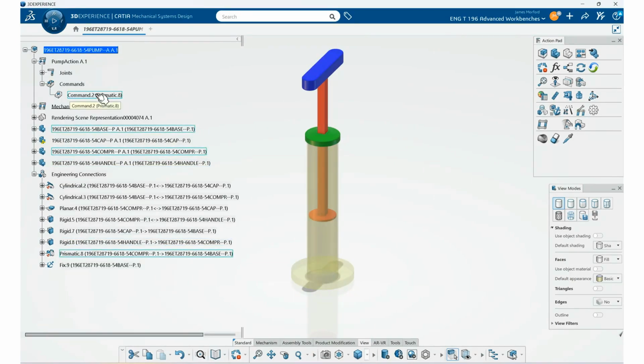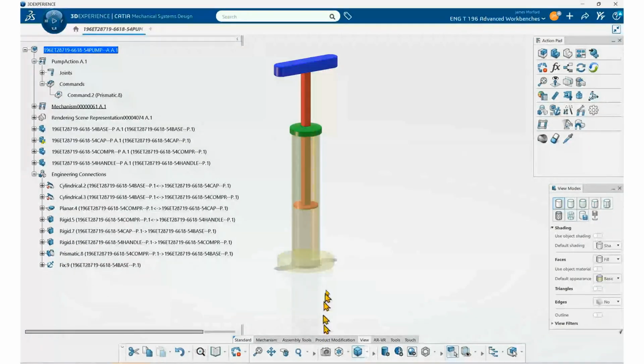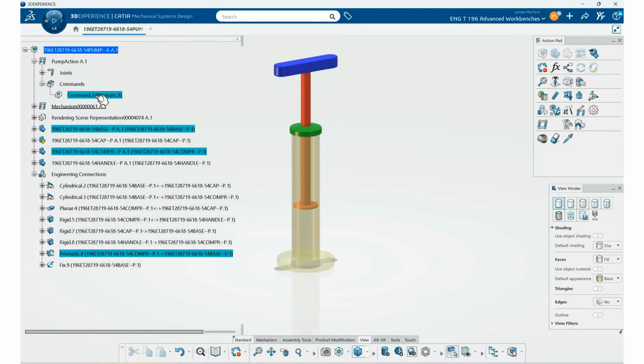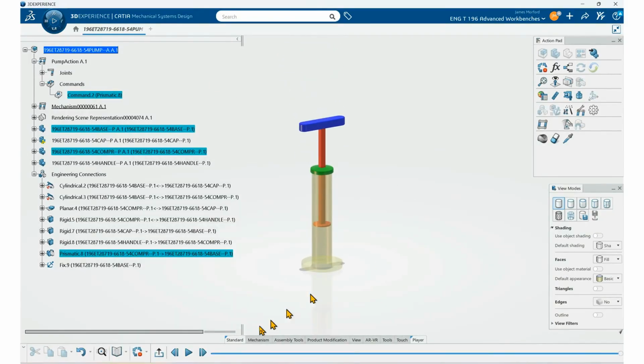It appears up in the pump action section as a command, and it will be enabled to move. And finally, a fixed connection to the base to keep the entire assembly in place. The prismatic command in the pump action mechanical representation, renamed, is selected. The play button in the compass is pressed, and we see the pump action.